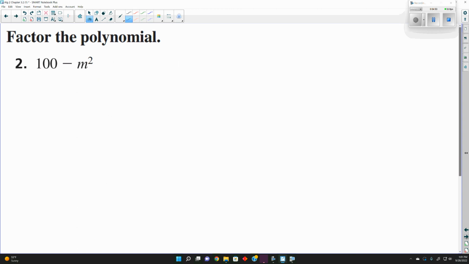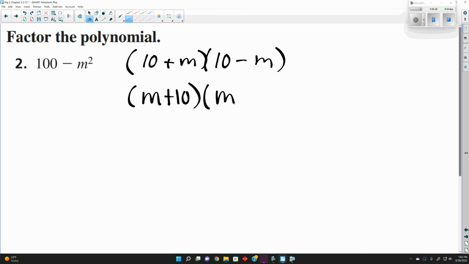So 100 minus m squared. Because 10 would be for 100, yes, and m is m squared. So this would factor to what? We put the 10 first because the 100 came first. Because 10 times 10 is our 100. Since it came first, it'll go first. Since m came after the minus, it's going to go second. So I said m plus 10, and then m minus 10.